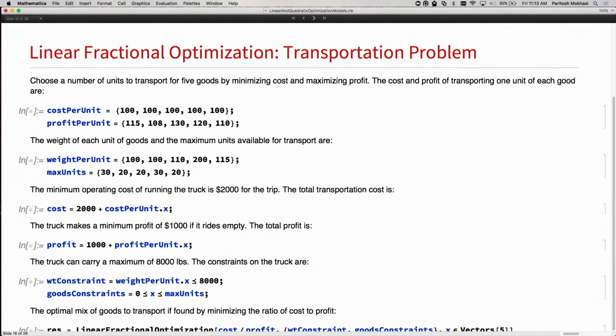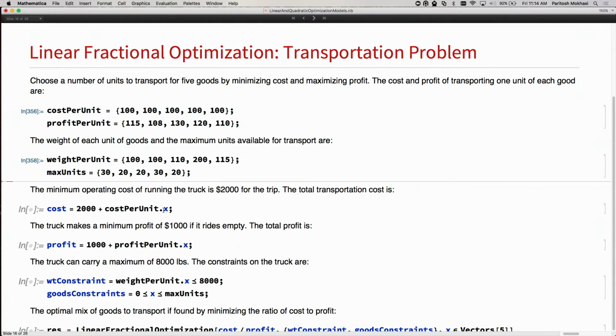So what we have is a transportation company. It wants to transport 5 goods from point A to point B, and there are various costs associated with it. The cost of transporting these 5 goods per unit is 100 across the board, but the profit that they make is different. So cost per unit and profit per unit are given to us. Now associated with each one of these units, you have a weight. So each product weighs a certain amount, and there is a maximum number of units that the transportation company can transport. So that's weight per unit and max units that it can transport.